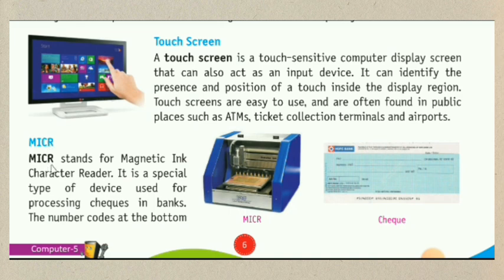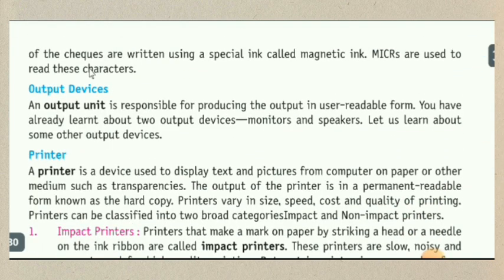MICR. MICR stands for Magnetic Ink Character Reader. It is a special type of device used for processing checks in banks. The number codes at the bottom of the checks are written using a special ink called magnetic ink. MICRs are used to read these characters.